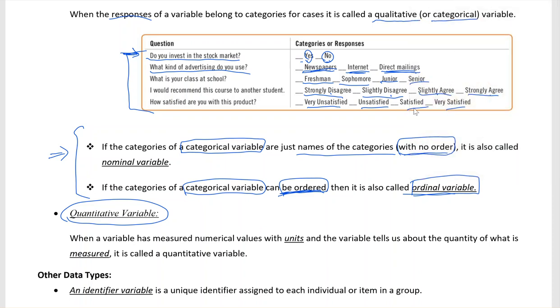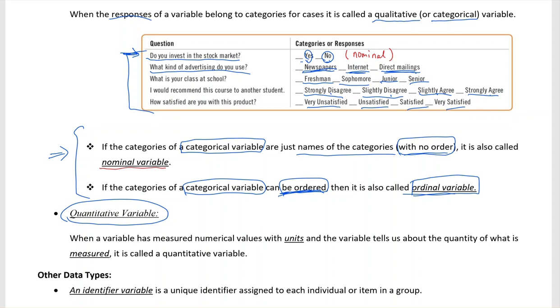Then for this case, it will be what? Nominal, right? Okay, because the categories cannot be ordered, it will be called a nominal variable.